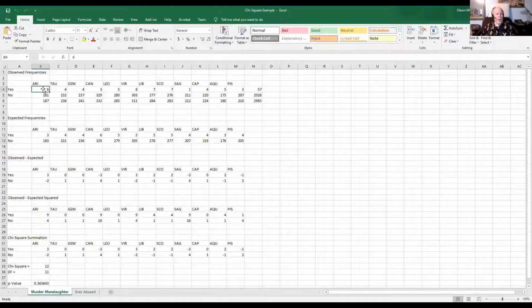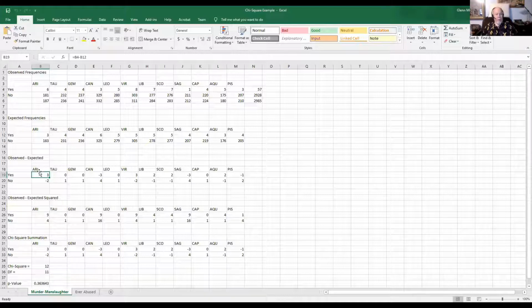So we simply take 6 and subtract 3, and that gives us 3. So this is simply the surplus of the observed over the expected. So here in Mars and Aries, we observed 3 more than we expected among those who committed murder or manslaughter. Among those who didn't commit murder or manslaughter, we observed 2 fewer than we expected.